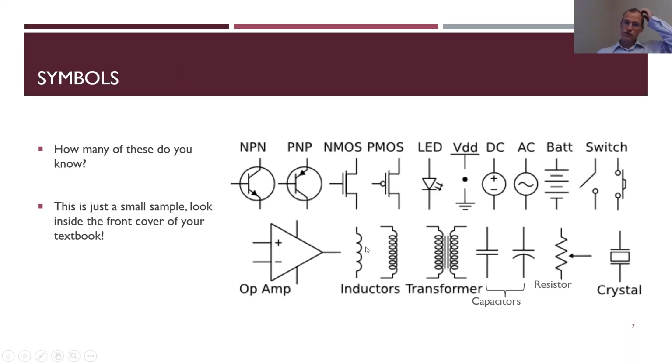So again, many of these symbols have transistors, LEDs, also other types of diodes, direct current sources, AC current sources, switches, op amps, we'll see those in week 4, I believe. Some inductors and transformers. Transformers are essentially two inductors, so that's why it looks like that. Capacitors, you have your normal capacitors and your electrolytic capacitors.